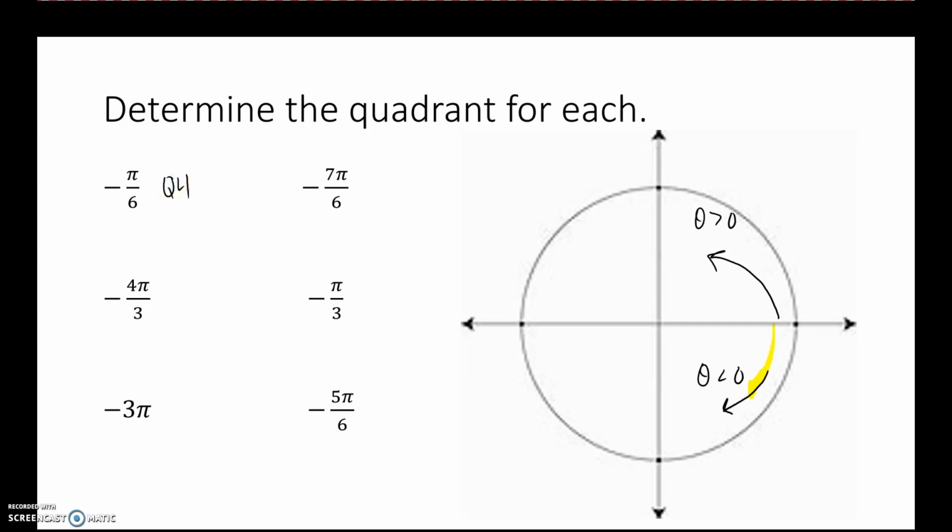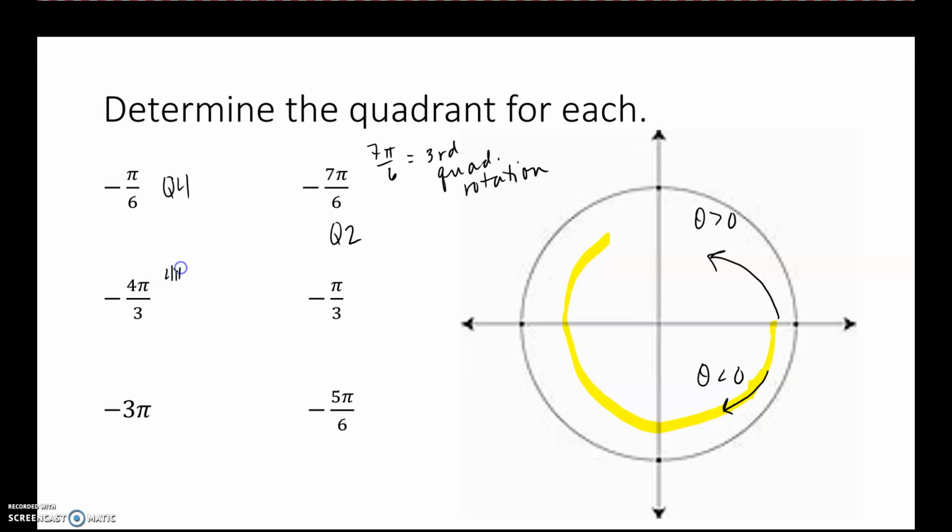Negative 7 pi over 6. Well, 7 pi over 6 is a third quadrant rotation. So from start, here, 1 quadrant, 2 quadrants, so I'd land in a third quadrant rotation. Well, when I'm talking about whether my trig functions are positive or negative, though, that negative rotation, that clockwise rotation, puts me in the second quadrant there.